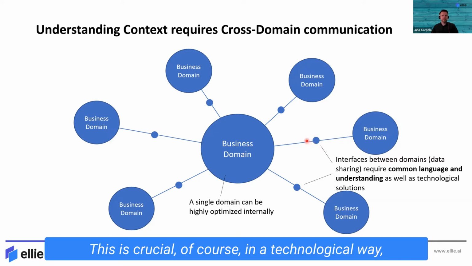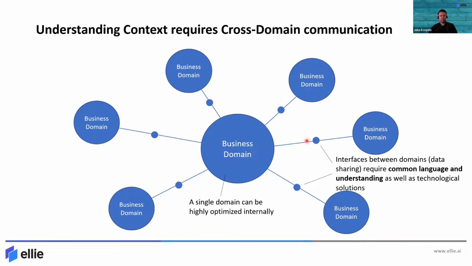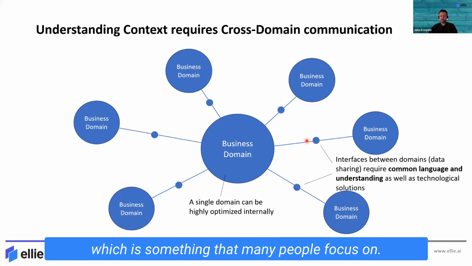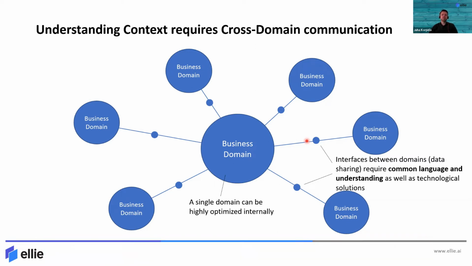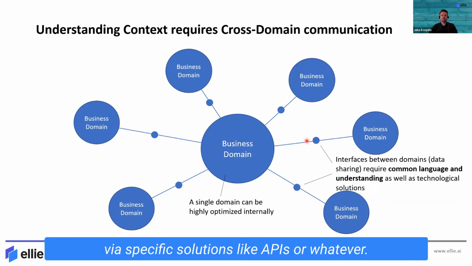This is crucial, of course, in a technological way, which is something that many people focus on. So, how to enable interoperability, which is a crucial keyword in Dehghani's book, how to enable interoperability between these domains via specific solutions like APIs or whatever. And lots of focus is being put on that.